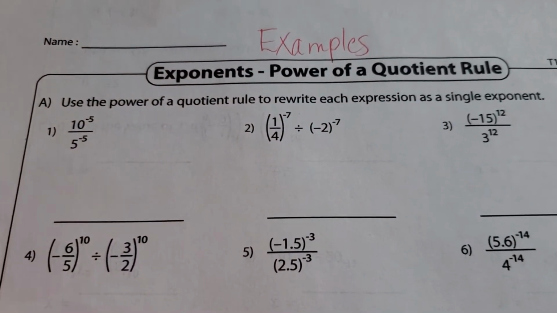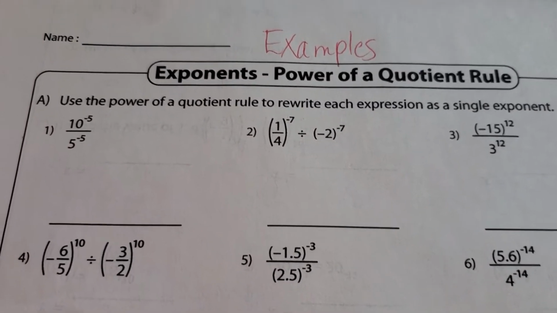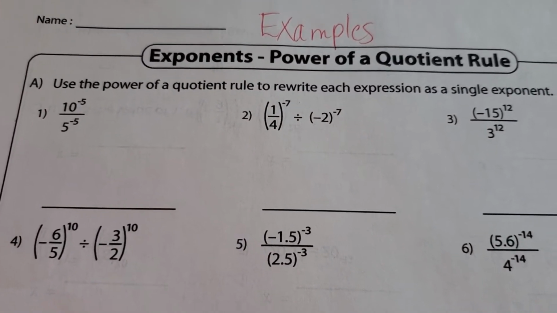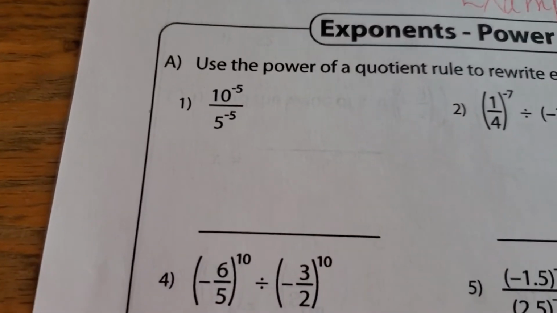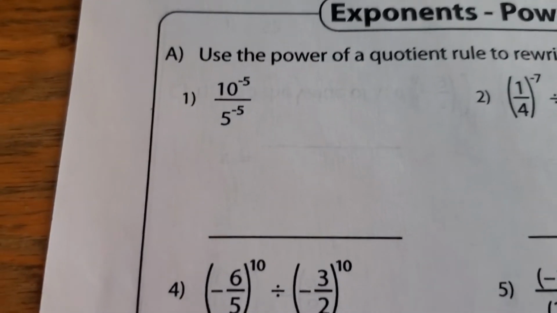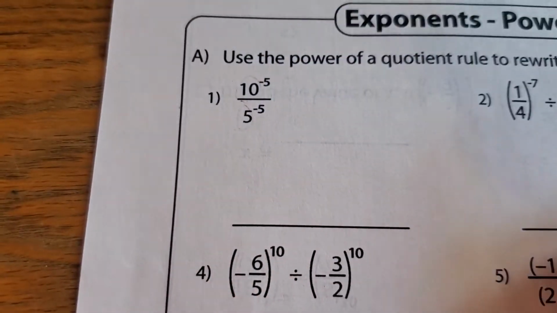Good morning. We're going to explore our last law of exponents. That's called the power of a quotient rule. Very similar to the power of a product rule, in which we're going to see exponents that match. And in those cases, we're going to take those bases and divide them.